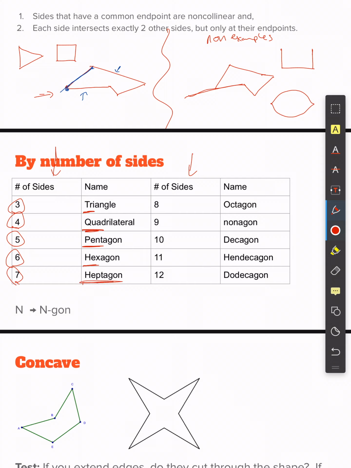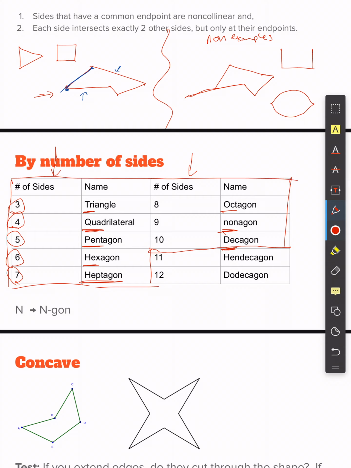That's the one that I always got confused for some reason. And then the eight-sided one is an octagon. Nine-sided is a nonagon. Ten-sided is a decagon. Eleven-sided is a hendecagon. And then a twelve-sided is a dodecagon. I would say you should at least have memorized all the way up through ten. These last two we don't use as much.